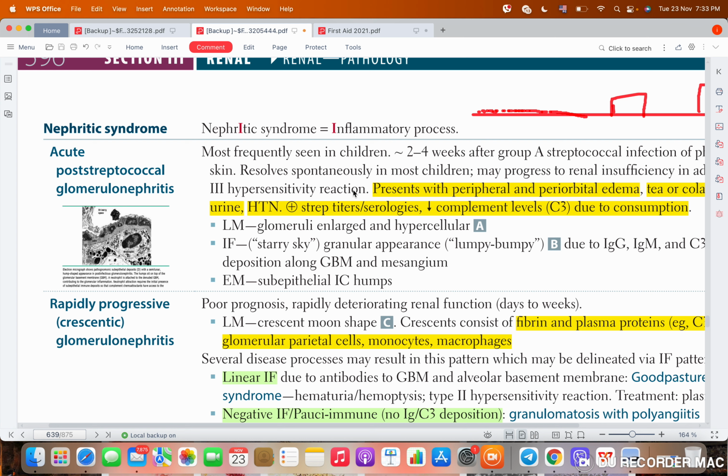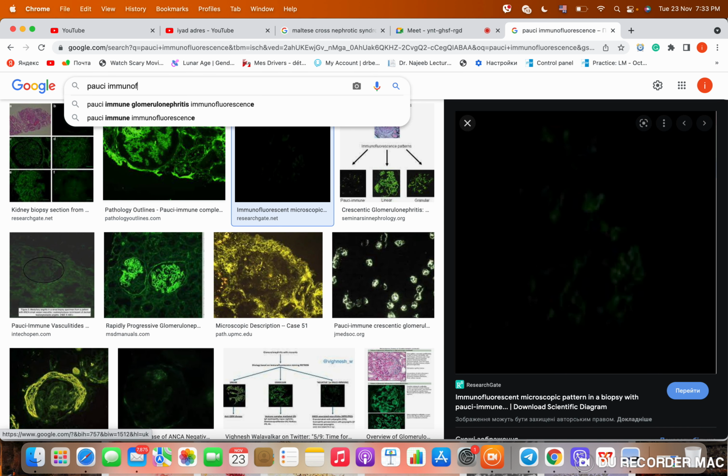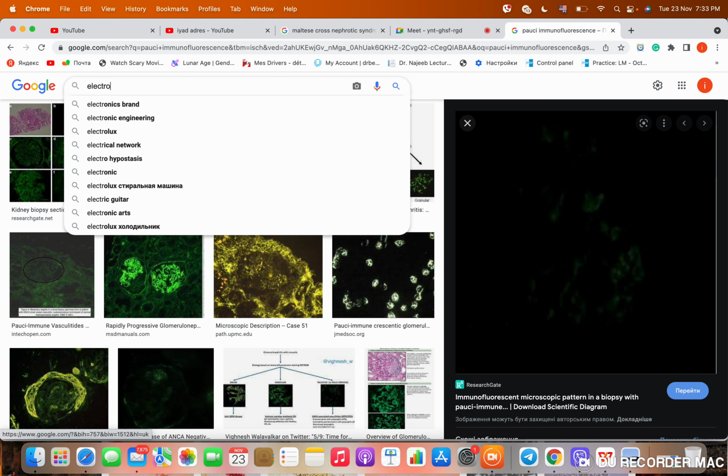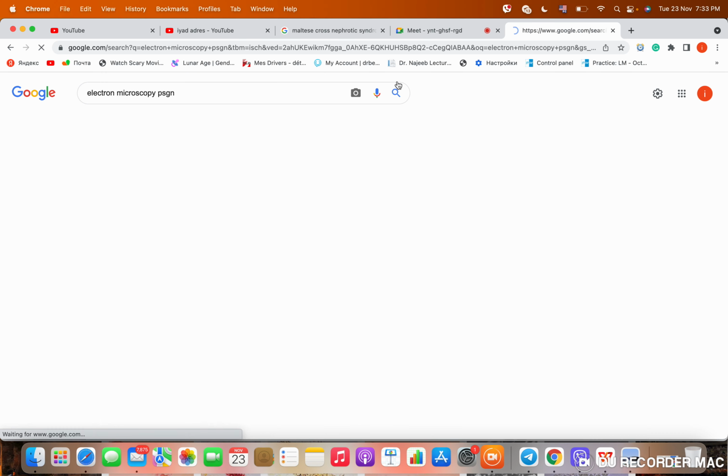Okay, so the next thing you must know, it goes something like this. Electron microscopy. You are like, damn it, electron microscopy? We really have to do this in USMLE? Yes, but I don't want you to be over worried about it. This is the only topic in the whole book in which you will need electron microscopy. So let's take a look at electron microscopy and post-streptococcal glomerulonephritis. Yes. So let's take a look.